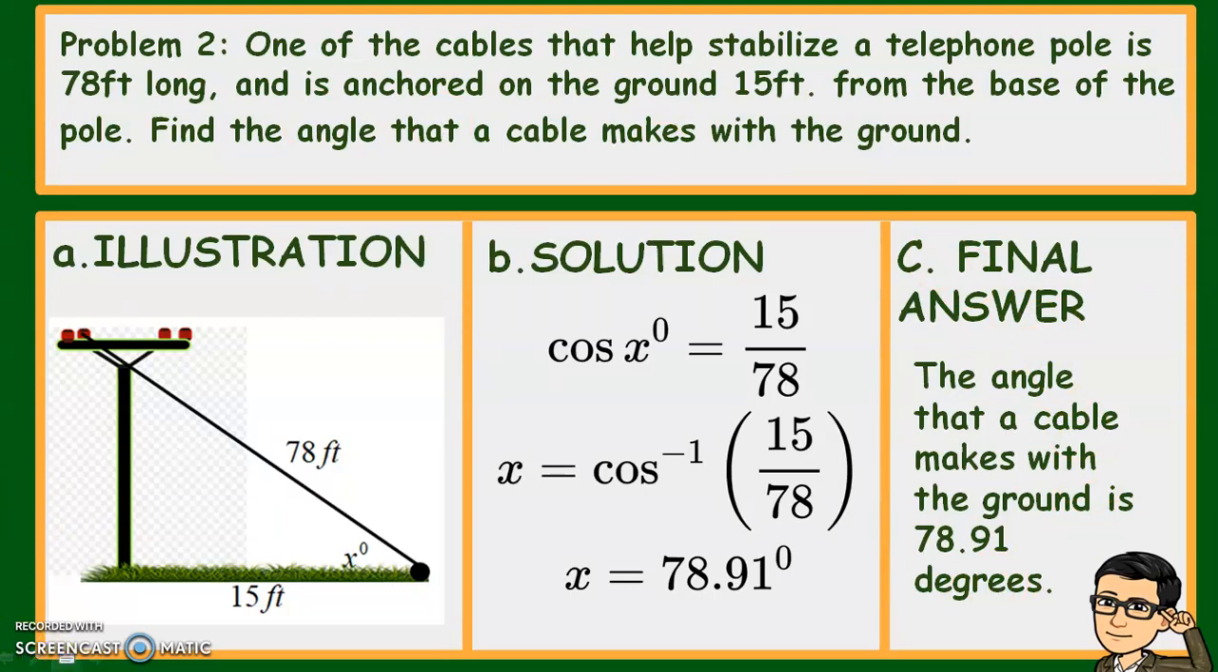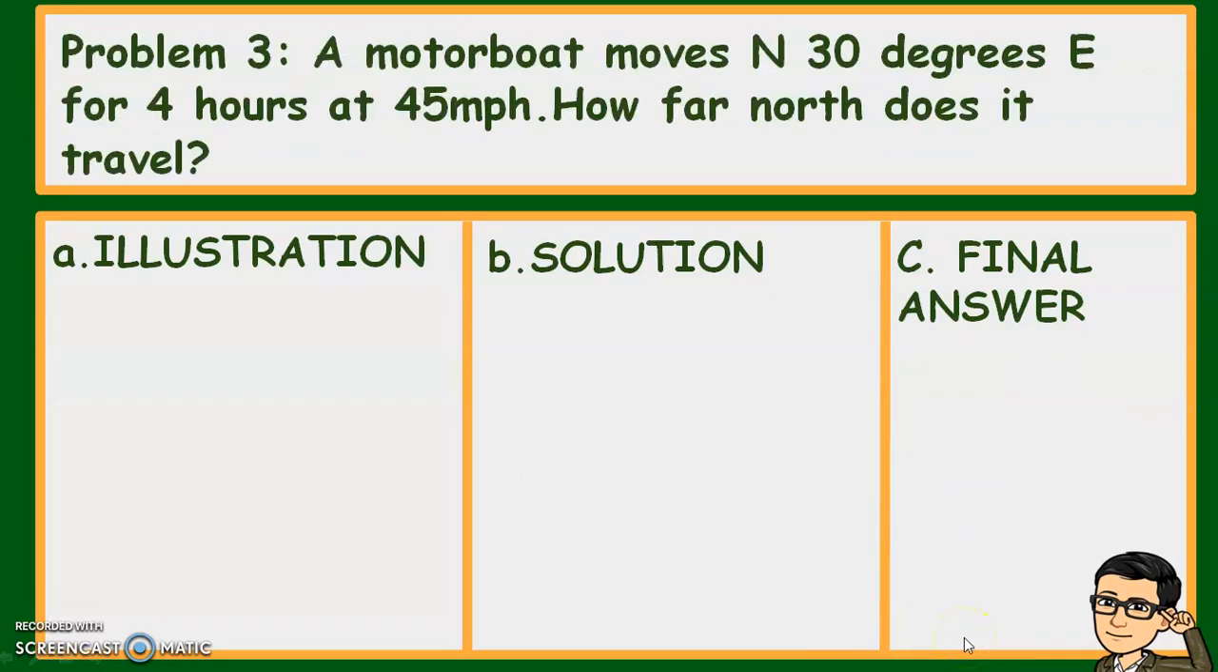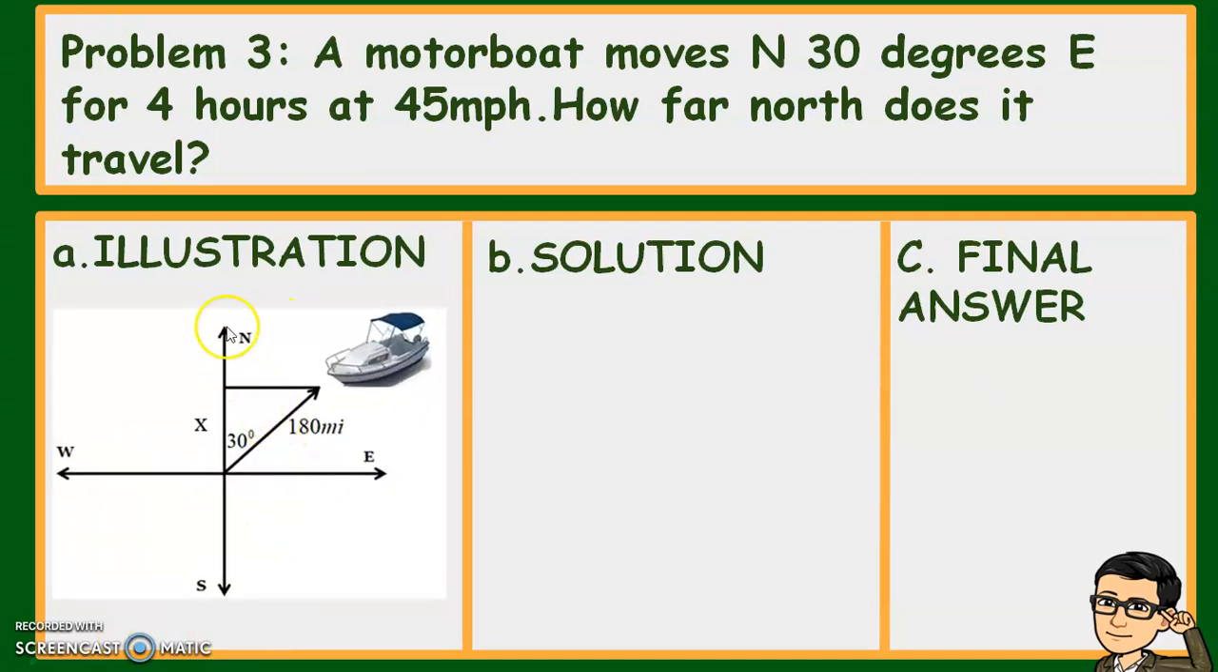Okay, let's go for the last problem. A motorboat moves north 30 degrees east for 4 hours at 45 miles per hour. How far north does it travel? Again, we will have our illustration. Since this is navigation, we have to use north, east, west, south in illustrating our problem. Based on the given information, north 30 degrees east, we have north going to east. We have 30 degrees here, which is the angle.